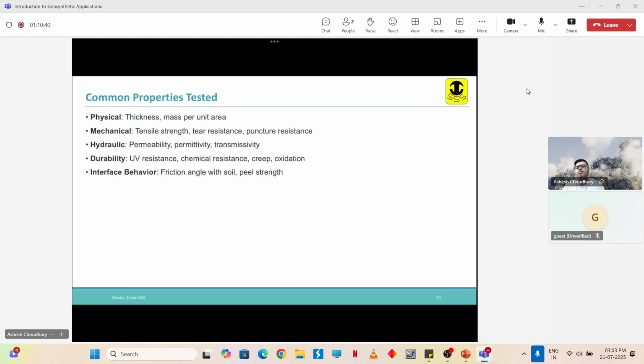Now, what are the common properties that are tested? So first we have the physical properties, such as thickness, mass, and mass per unit area. Then we have mechanical properties: tensile strength, tear resistance, puncture resistance. Then we have hydraulic properties: permeability, permittivity, transmissivity. Then we have durability: UV resistance, chemical resistance, creep, oxidation. Then we have interface behavior: friction angle with soil, and peel strength. All these things we have.